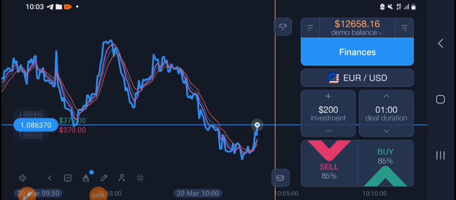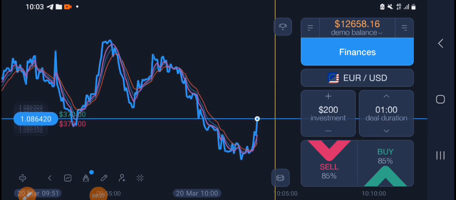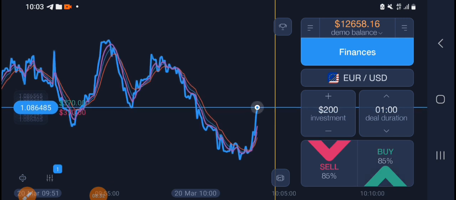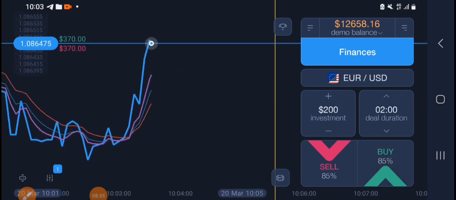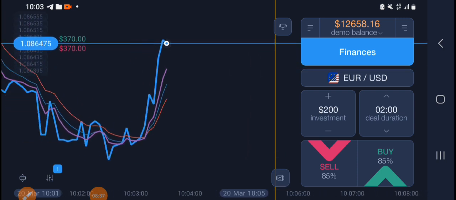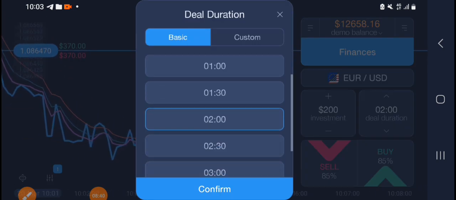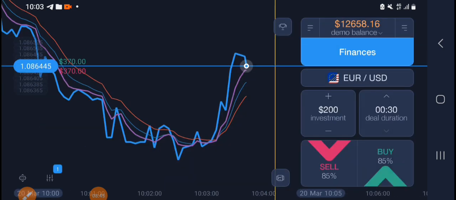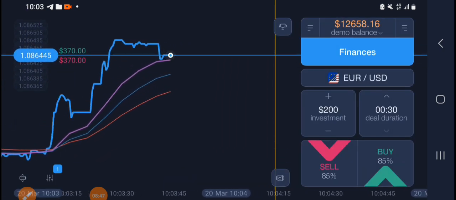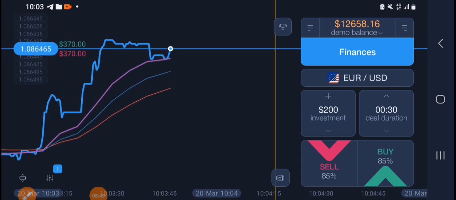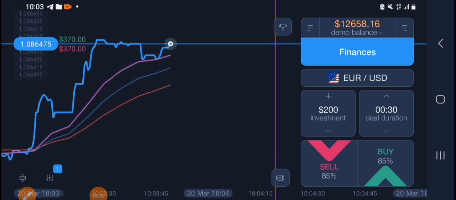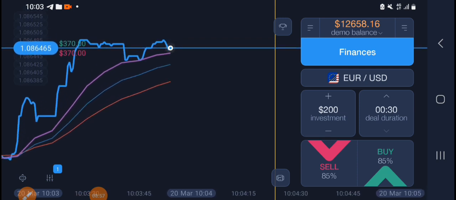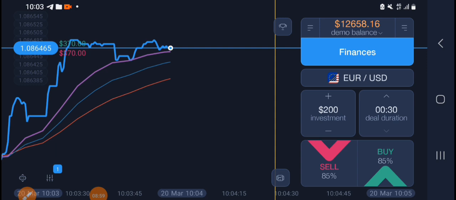Just watch how it's being done. Okay, when did I change this thing? Let me change it to my 30 seconds. I don't even know when this changed everything for me. So this is the time frame I normally use in this trading. So let's watch and see how this trading will go.